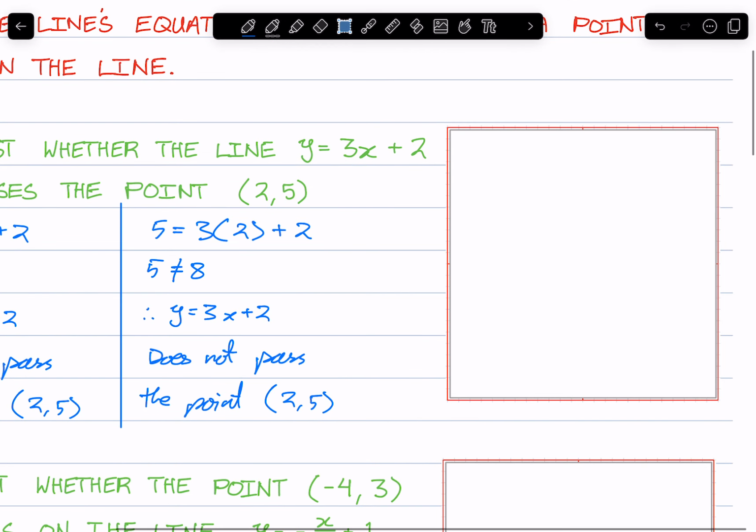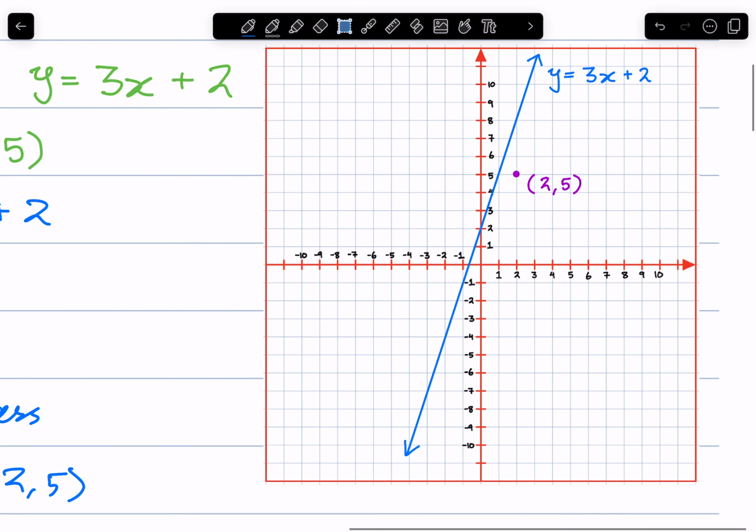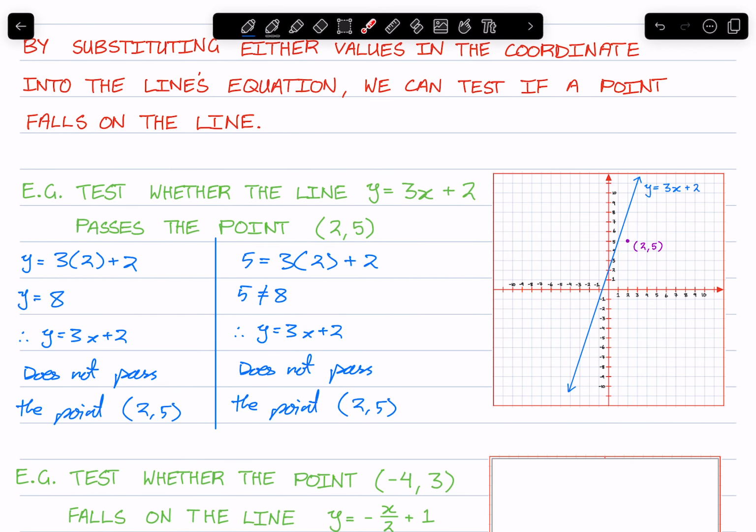Now, had we done this graphically, it would look something like this. So graphing this perfectly, you would get a line y equals 3x plus 2. And then if you were to graph the point 2, 5, it clearly isn't on the line. Okay, so I hope that gave you an insight to this. The remaining examples are pretty straightforward. It's the same thing. You can choose either. So either you substitute one or you substitute the other, or both, sorry.